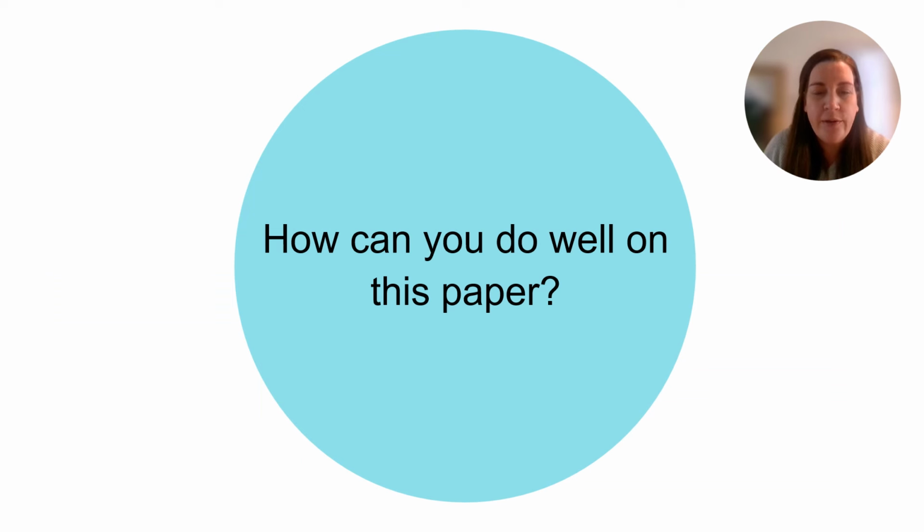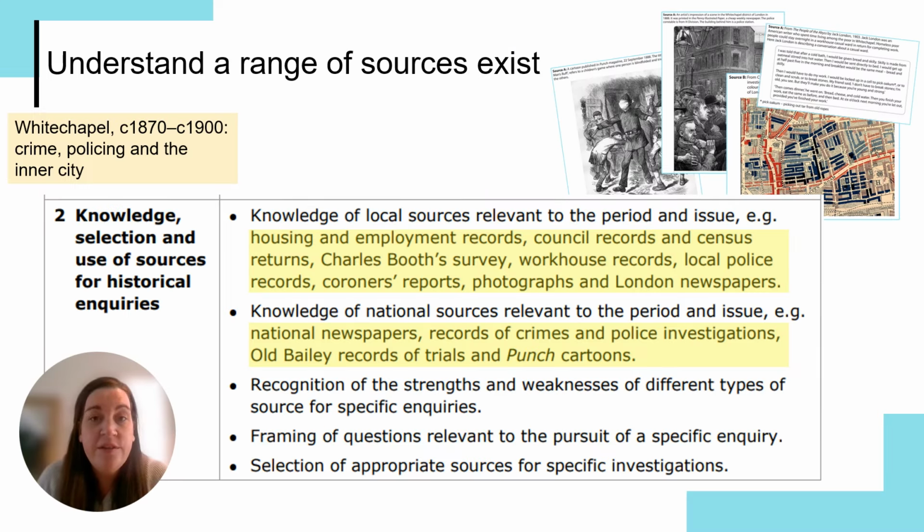How can you do well on this paper? For the historic environment section of your paper, you need to understand that a range of sources exist. But how do you know which sources the examiner expects you to know about? Well, on the specification document, which can be found on their website, there is a section that illustrates which sources the examiners expect you to be familiar with.